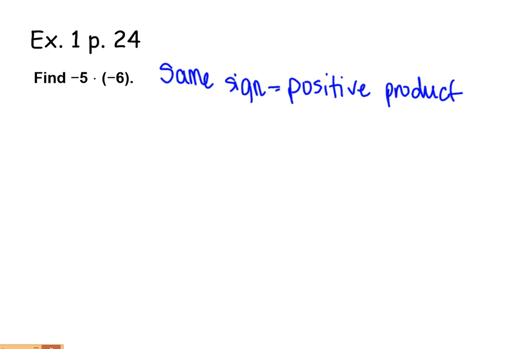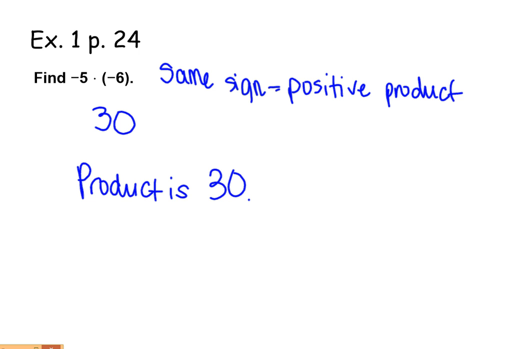Please write this down with me. So negative 5 times negative 6, 5 times 6 is 30. Since they have the same sign, our product is positive 30. Very simple.